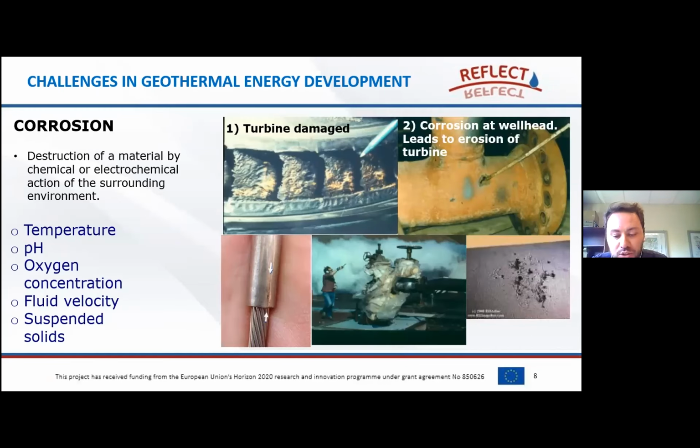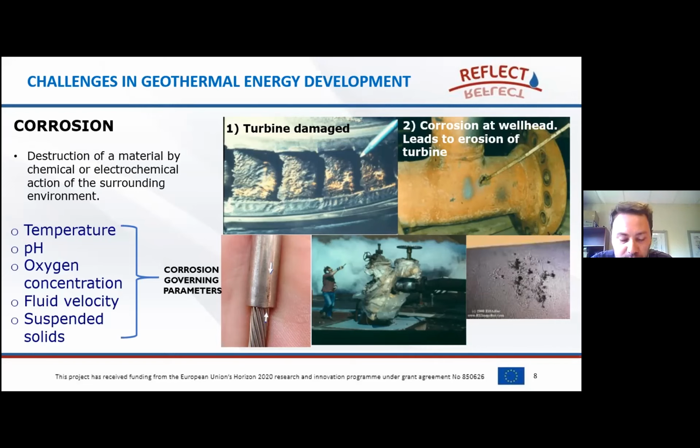So let's look at another technical problem, which is corrosion. Corrosion generally occurs after scaling in geothermal power plants because chemical inhibitors used to prevent scale formation, pH adjustment, and temperature factors cause corrosion in geothermal power plants and surface equipment. Corrosion, in a simple way, is the destruction of a material by chemical or electrochemical action of the surrounding environment. Of course, pH, temperature, oxygen concentration, fluid velocity, and suspended solids are the governing parameters for the corrosion problem.